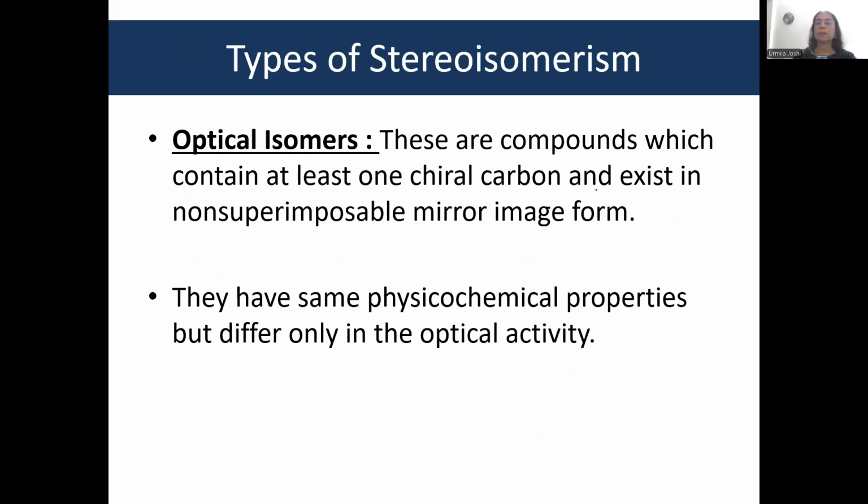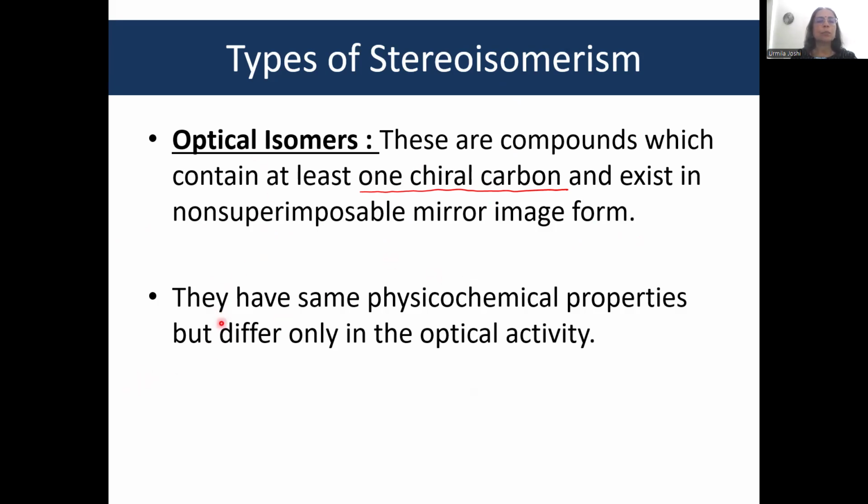Coming to optical isomers. Optical isomers are compounds which contain at least one chiral carbon. What is a chiral carbon? Chiral carbon, in simplest words, is the carbon which has 4 different groups or atoms attached to it. Because there are 4 different atoms, it exists in non-superimposable mirror image form. I think more about it you will do in organic chemistry. So try to combine the organic chemistry knowledge with the medicinal chemistry to understand this in a better way.